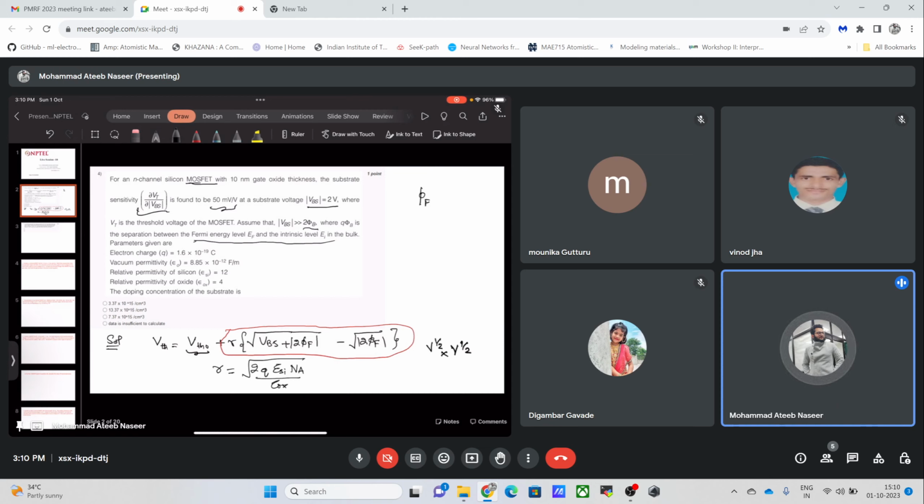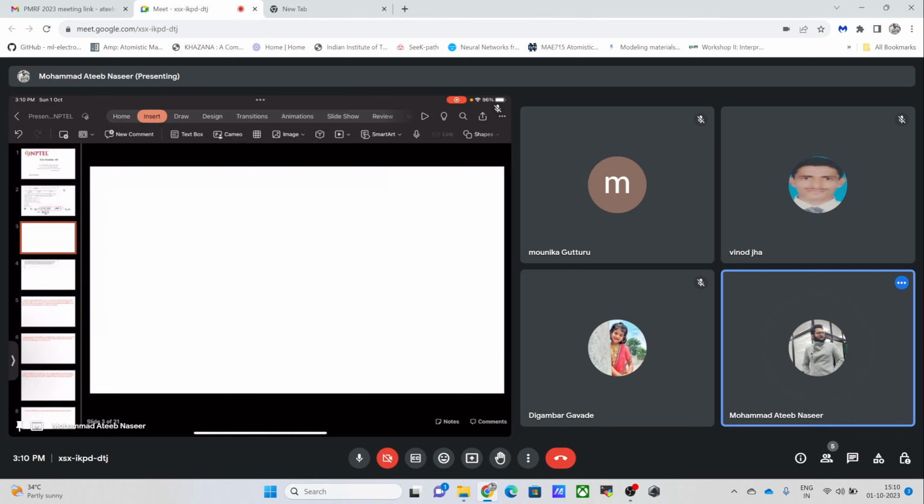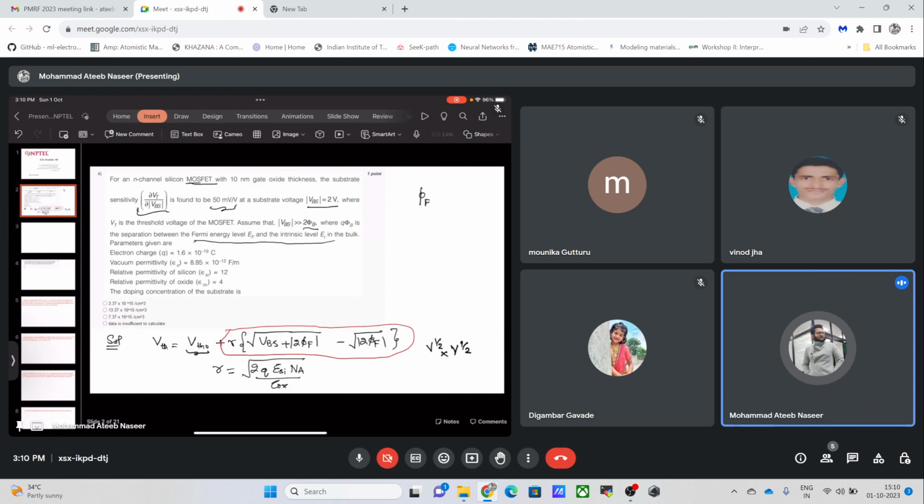So this gamma will be having the units of root of volt. So it's as simple as that. Now, we have been told to find the sensitivity of this threshold voltage with this substrate voltage, or this body bias, this substrate sensitivity. This is dVt by dVbs.